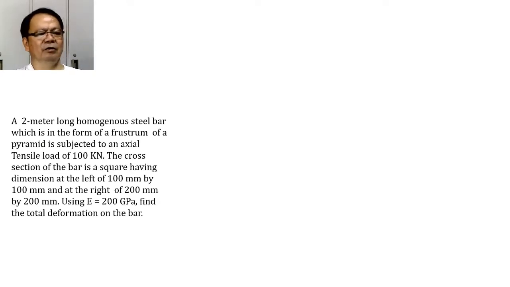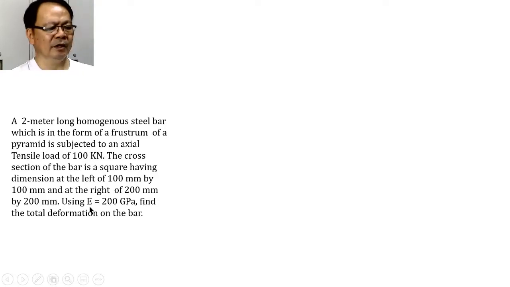A 2-meter long homogeneous steel bar, which is in the form of a frustum of a pyramid, is subjected to an axial tensile load of 100 kN. The cross-section of the bar is a square having a dimension at the left of 100 mm by 100 mm, while at the right is a 200 mm by 200 mm cross-section. Using a modulus of elasticity equal to 200 gigapascal, find the total deformation of the bar.